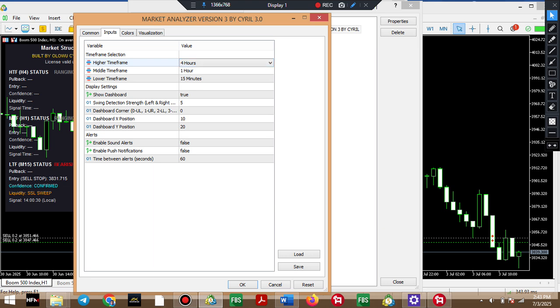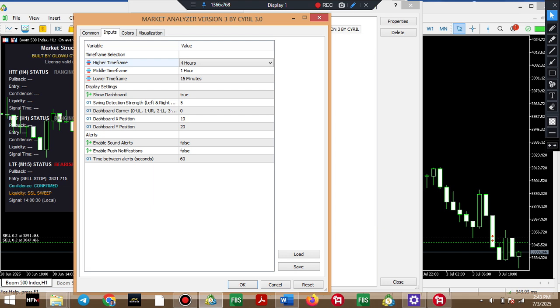Exactly. Then if you want the dashboard to show, it's going to be true. This is the swing point you are going to calculate. Leave it on 5. Then the dashboard placement, leave it on 0. Leave the dashboard position, that is the y-axis and the x-axis, don't touch it.